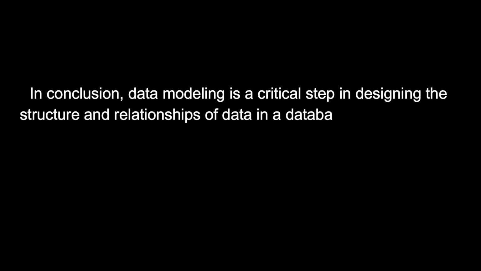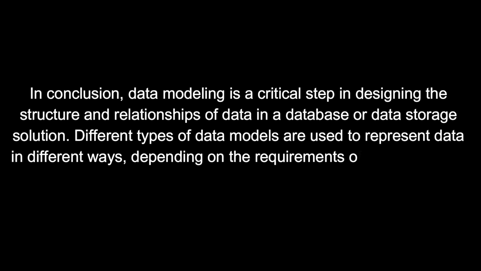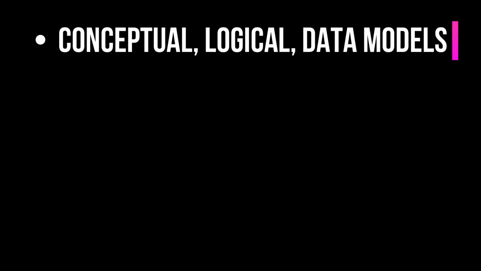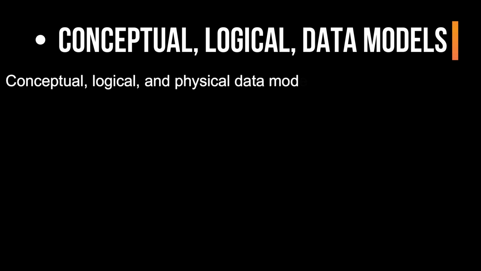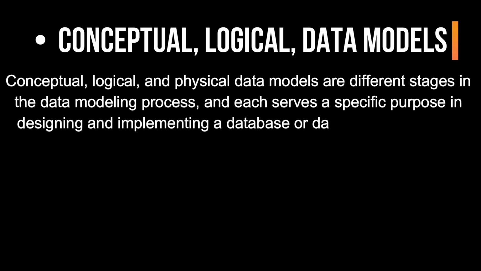In conclusion, data modeling is a critical step in designing the structure and relationships of data in a database or data storage solution. Different types of data models are used to represent data in different ways, depending on the requirements of the application or system. Conceptual, logical, and physical data models are different stages in the data modeling process, and each serves a specific purpose in designing and implementing a database or data storage solution. Here's an overview of each type of data model.